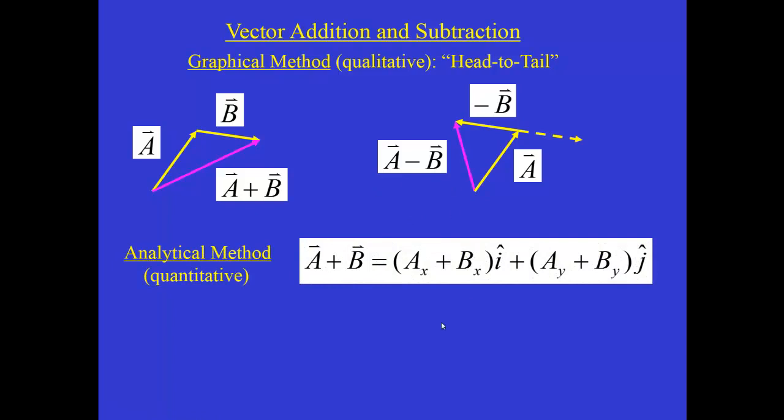Analytically, this is the method that we will choose to add or subtract vectors if we want to get numerical results that are quantitatively useful. The basic rule is that the sum of two vectors is the sum of their components along each of the two, in this case, two coordinate directions. We could, of course, have a three-dimensional situation. So for vector A plus vector B, if we know the x components of the two vectors, we simply add them together, and the same thing with the y components. So we could get a numerical value for the sum in this way.